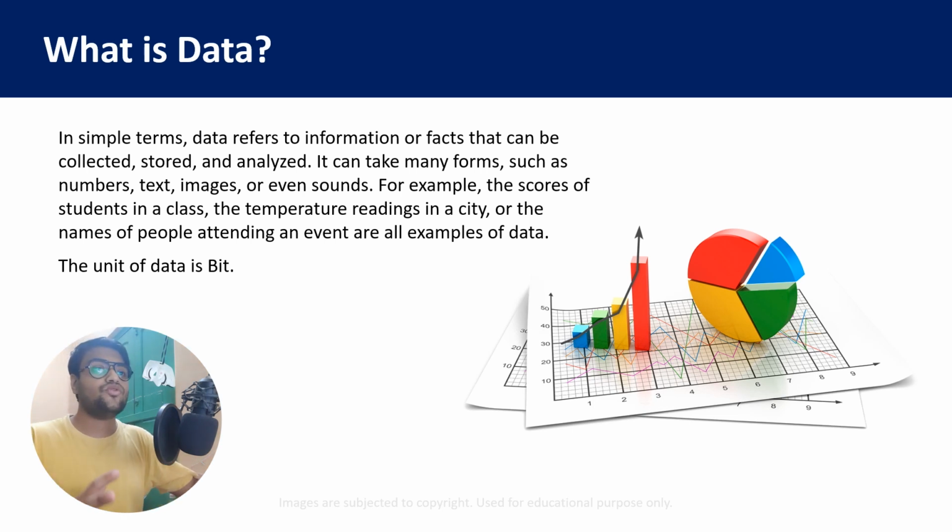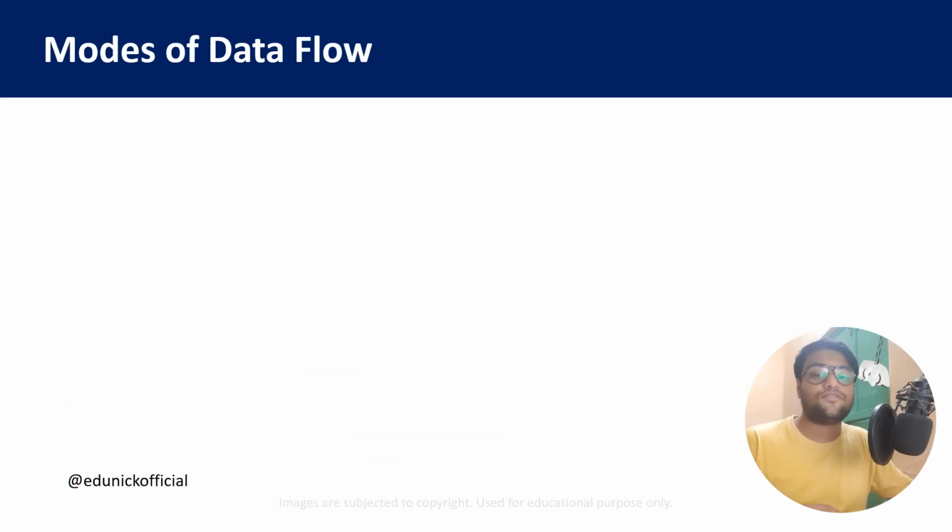Now let's move on to the next slide: modes of data flow. In a computer network, data is flowing between one node and another. This is a node and this is a node. When we are talking about exchange of data between nodes, we are talking about data flow. When one device is sending data to the other device, there is a transfer of data, a flow of data. This flow is called a mode of data flow.